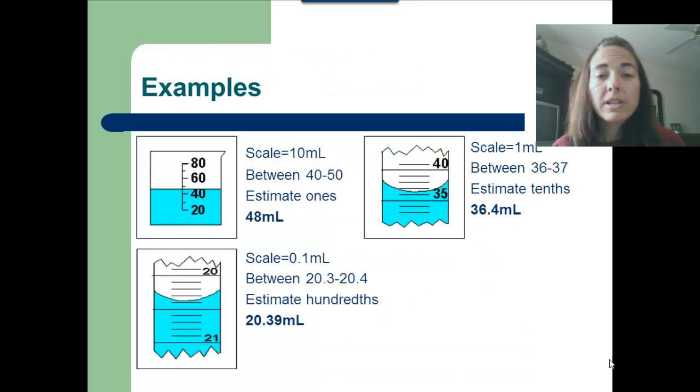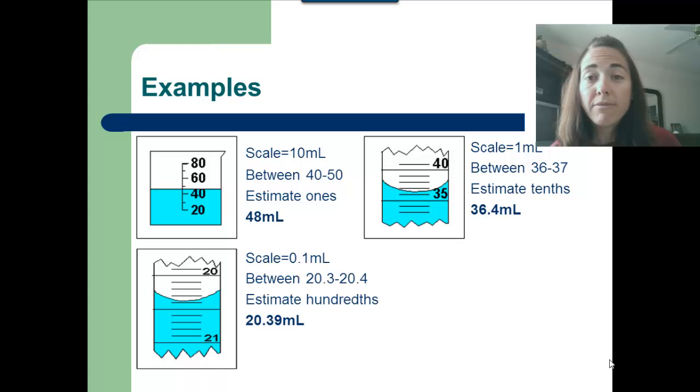Alright, so let's look at some of these examples. On the top left, the first one is a beaker. And if you look, the scale that's on this beaker is in increments of 10 milliliters each. So I know for sure that this blue liquid is between 40 and 50 milliliters in volume. So I'm going to write the 40 down for certain, and then I'm going to guess at the ones place. So I've guessed 48 milliliters. If you guessed 49 or 47, we would all be correct.